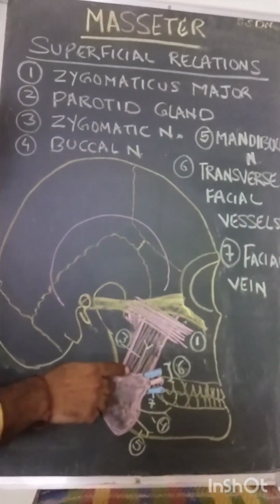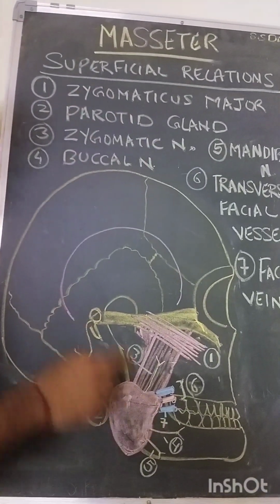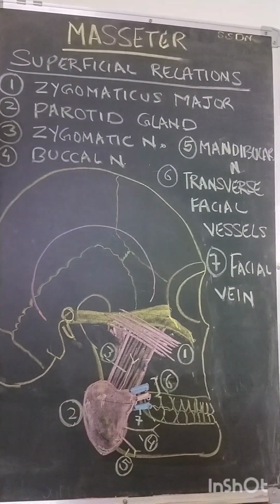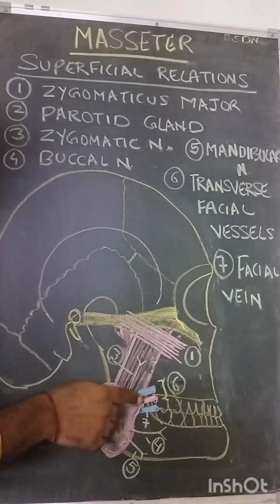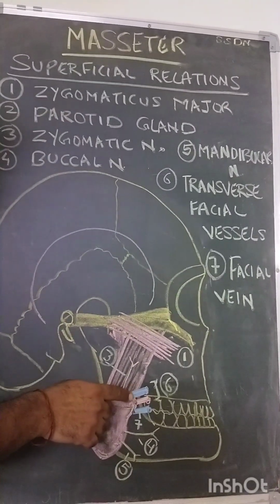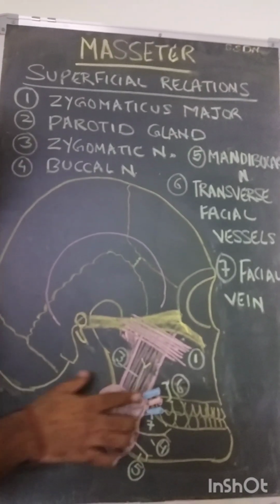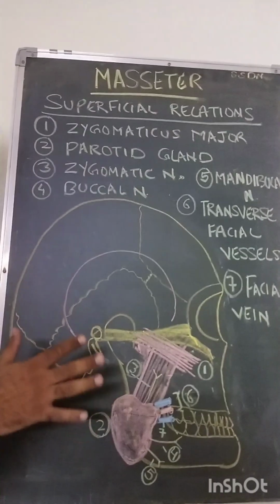Then we have three nerves. Number three is the zygomatic nerve, fourth is the buccal nerve, and the fifth is the mandibular nerve. Then we have the transverse facial vessels, the transverse facial artery and transverse facial vein, and then we have the facial vein. So we have these seven superficial relations of the masseter muscle.